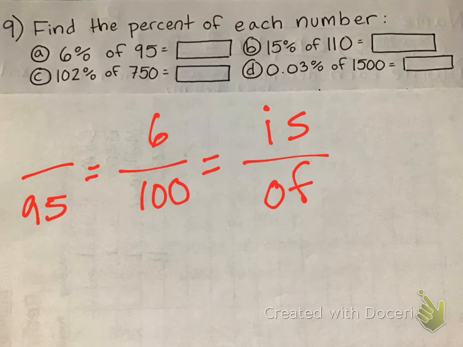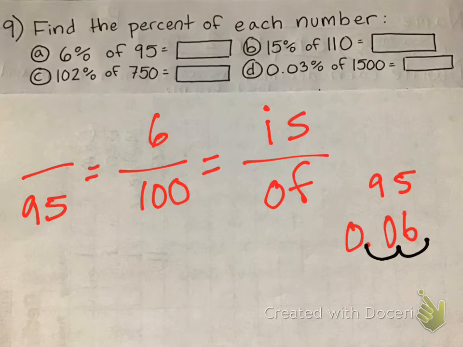0.0. Perfect. It is 0.06. And we're going to multiply that times 95. I'm going to put this 95 on the top. When we multiply, we bring it over here. And then at the end, we bring it back the same amount of times.